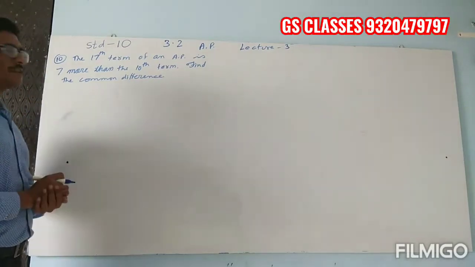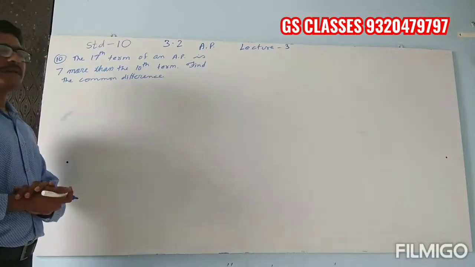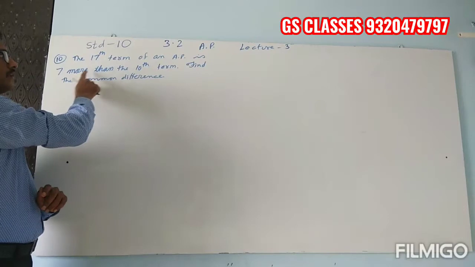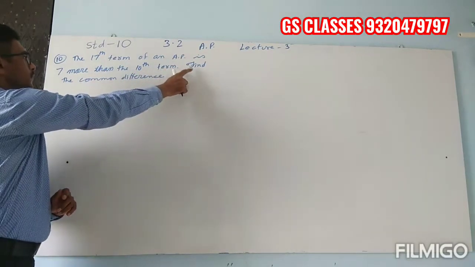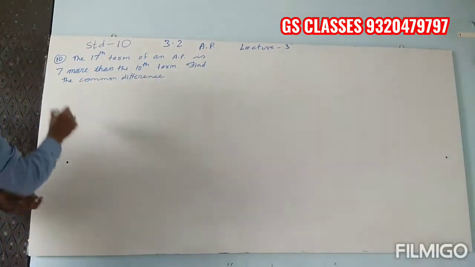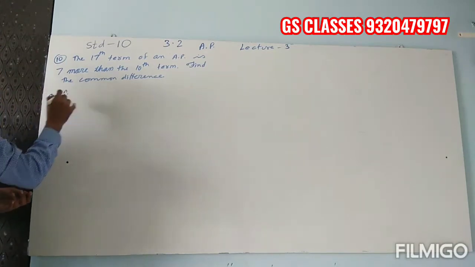Now we are taking the 10th question. The 17th term of an AP is 7 more than the 10th term. Find the common difference. So it's very easy, don't worry. Let's begin with the solution.